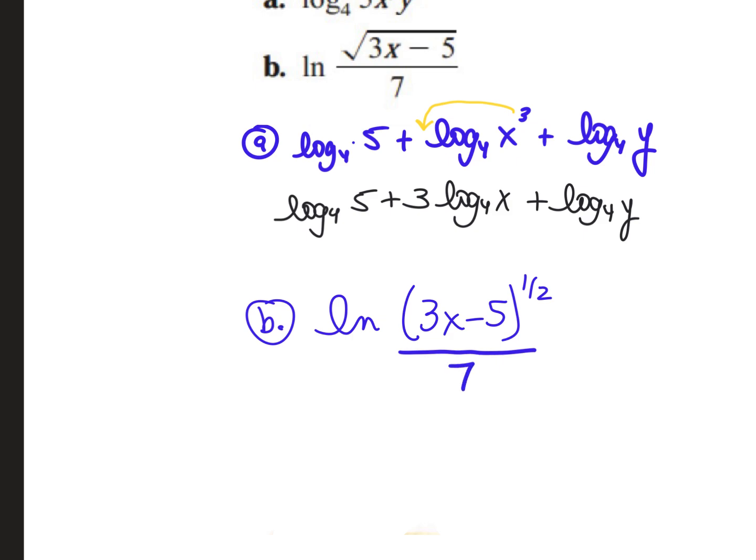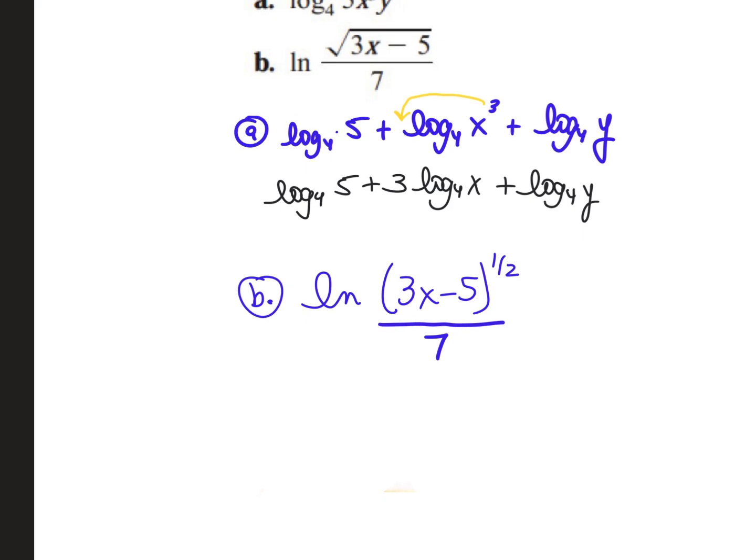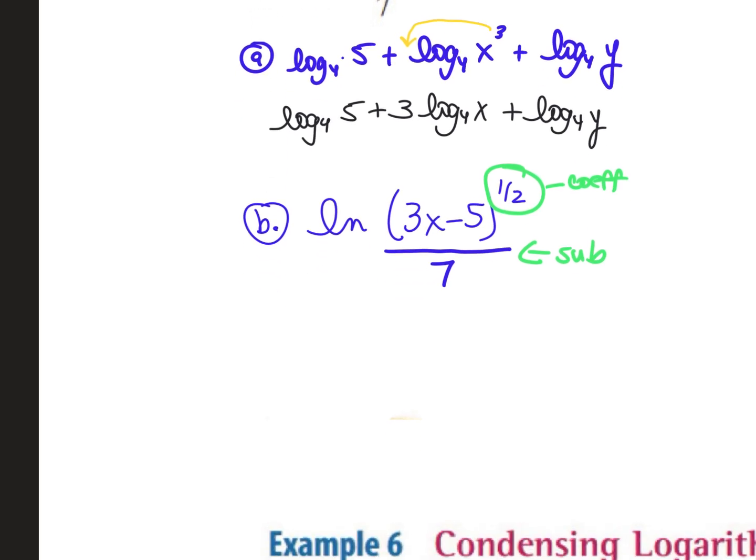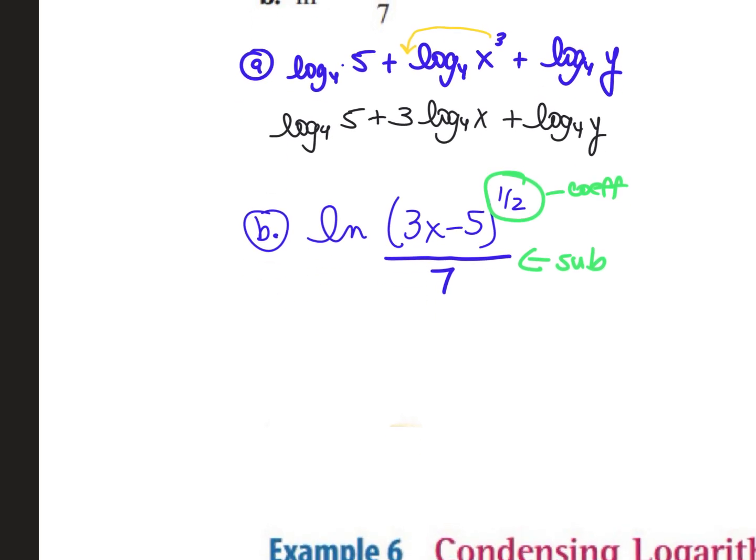So I see some things here. If I'm going to pull this apart, what is my division going to become? It's going to become subtraction, right? And then what is my exponent going to become? A coefficient. Give yourself a little map. I'm going to pull this apart, every piece gets its own ln now. You're not going to write log, you're going to write ln. So I'm going to write ln of 3x minus 5 to the 1/2.